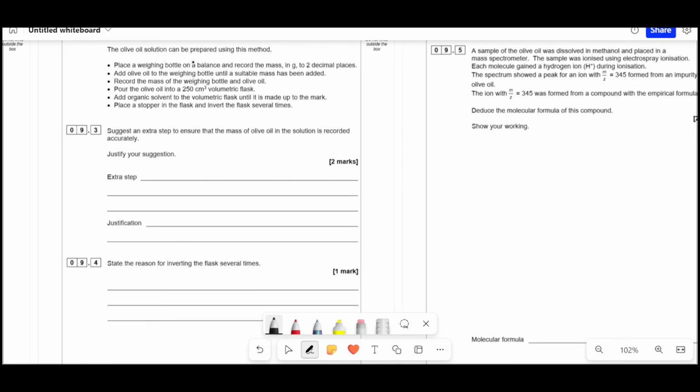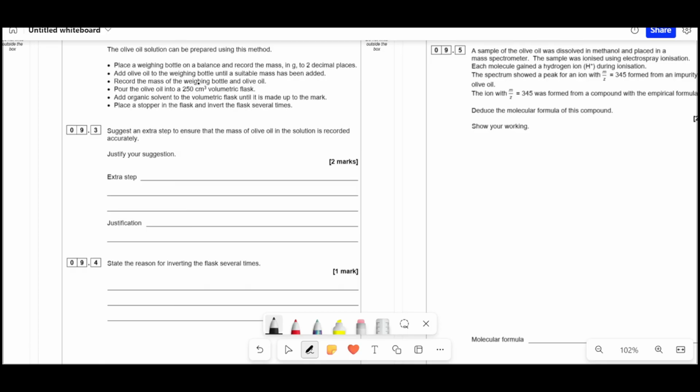So now it says the olive oil solution can be prepared using this method. Place a weighing bottle on a balance, record the mass to 2 decimal places in grams, and then add olive oil to it until a suitable mass has been added. Record the mass of the weighing bottle with the olive oil. Pour the olive oil into this flask. Add organic solvent to the flask until it's made up to the mark, and then add a stopper and invert it several times. Suggest an extra step to ensure that the mass of olive oil in solution is recorded accurately. So what could you do?